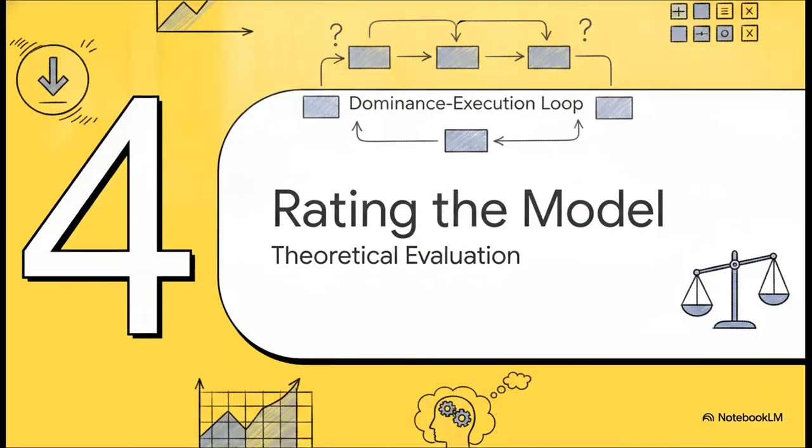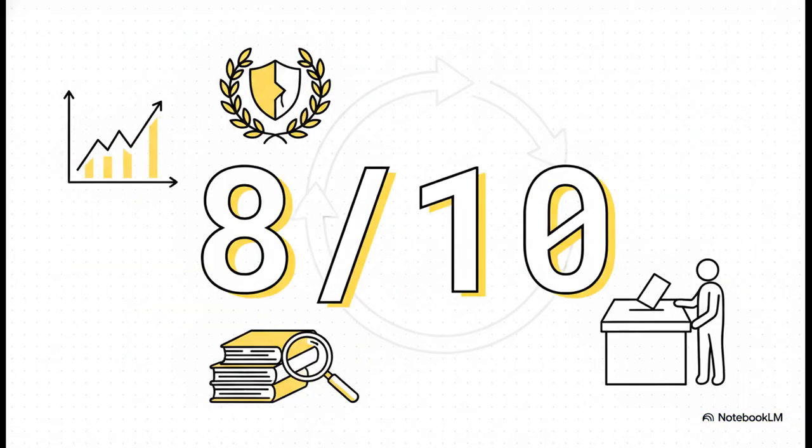So, moving past those initial claims of absolute perfection, how does the source document officially grade this whole thing? Let's look at Section 4, rating the model. When the author strips away the hype and evaluates this strictly as an academic theoretical model in political science, that perfect 10 drops down to a solid 8 out of 10.